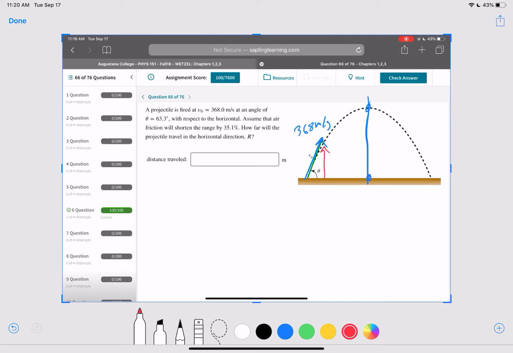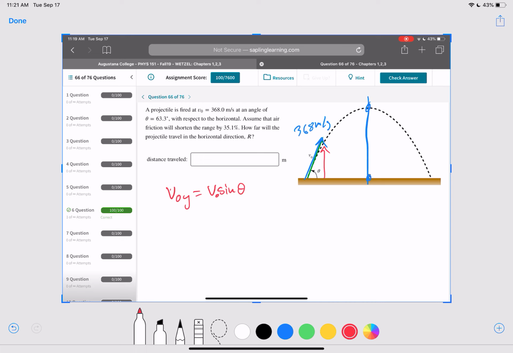First, we find the y component. v0y is equal to v0 sine theta. So that's our initial y component. So it's 368 meters per second times the sine of 63.3 degrees, which should be a number between 0 and 1. Anytime you have sine theta, you have a number between 0 and 1, so it gives you some percentage of the initial velocity. And that makes sense. It's less than 368.